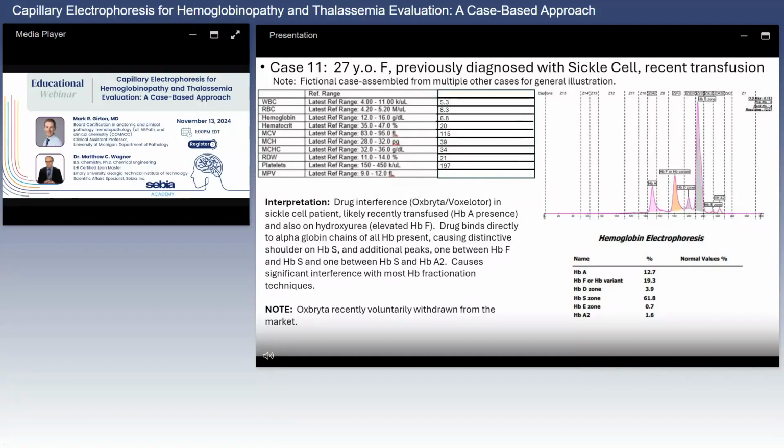And as such, this specific case, which I very carefully put together in order to instruct you all, is becoming somewhat moot. However, we do need to be aware that drugs which are designed specifically to interact with hemoglobin are going to lead to interactions like this, and, as with Oxbryta, would likely cause additional peaks and shifted peaks on every technique used to fractionate hemoglobin and examine it, just as much with HPLC as with capillary electrophoresis.